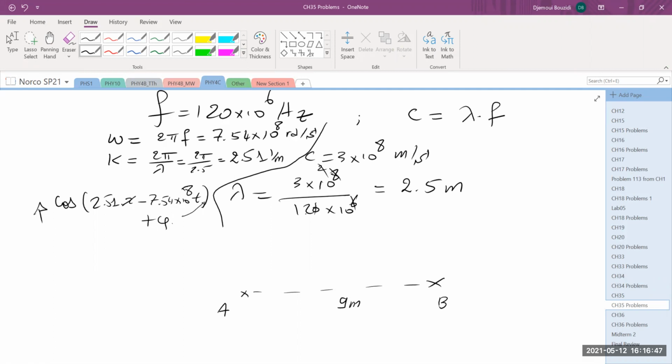But let's consider a point P between the antennas and along the line between them. So we have a point P here, on the same line between them. Consider a point P between the antennas and along the line connecting them, a horizontal distance x to the right of antenna A. So this distance is x.